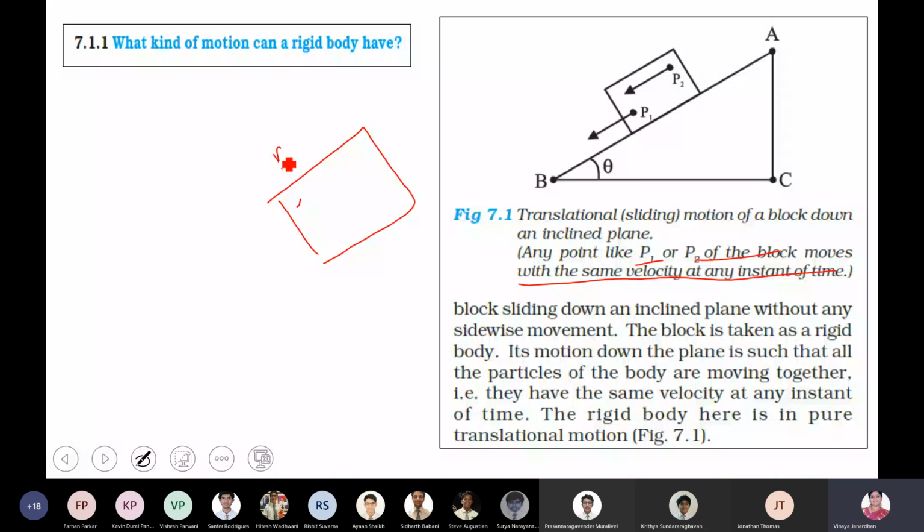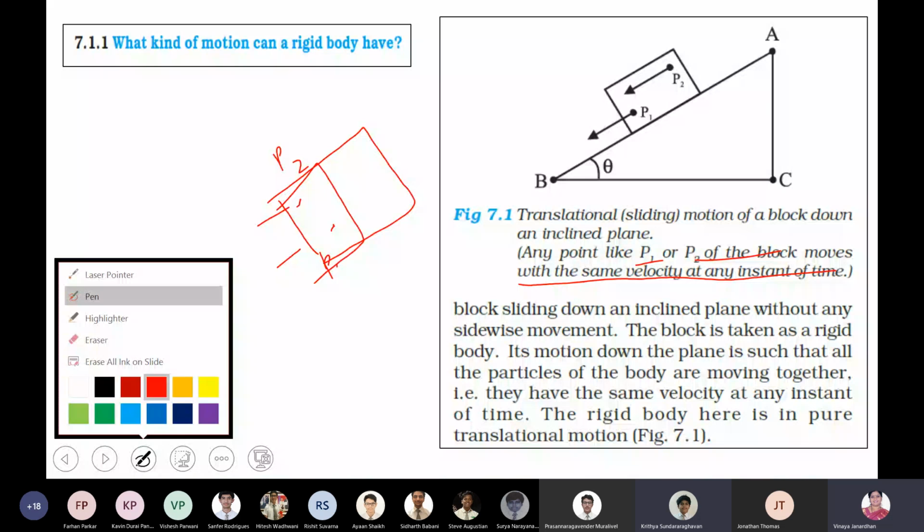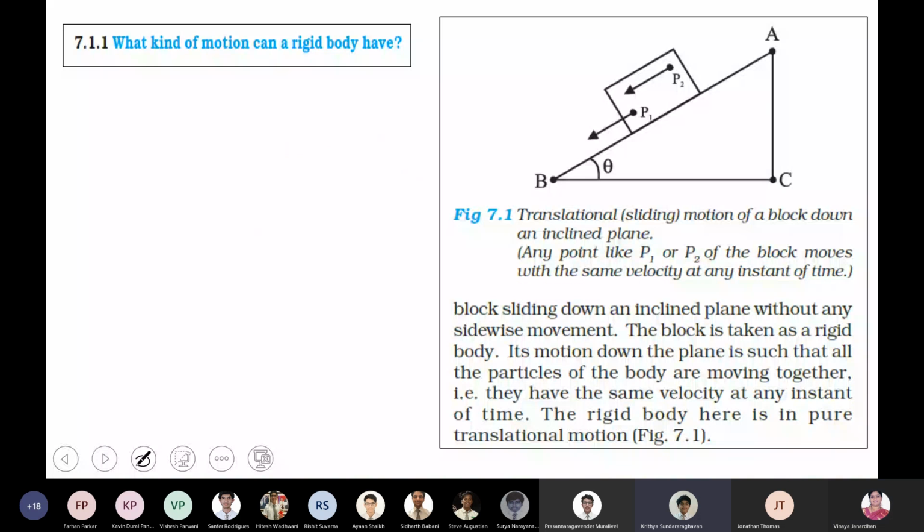This is P1. Will not the shape of the body change? The shape of the body will change. So that is a condition of a rigid body. Yes. Translation motion. What is translation motion?